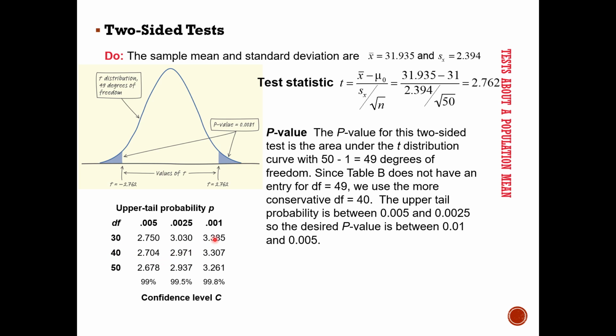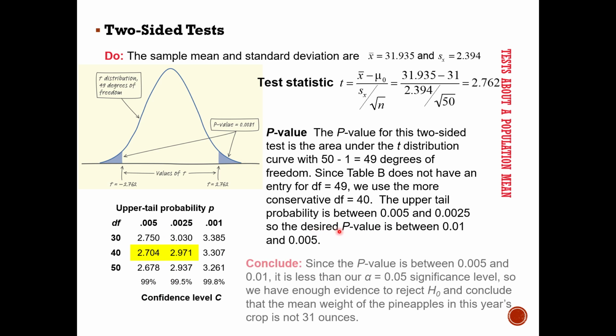The upper tail probability, I think they'll highlight this, yeah. That 2.76 is going to be somewhere between these two probabilities. Remember, we do have to double these because it's a two-sided test. So the desired p-value is going to be between 0.01 and 0.005. Those are some very low p-values. So it's definitely going to be less than our alpha equals 0.05 significance level.